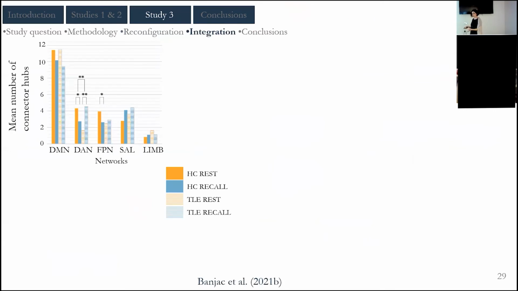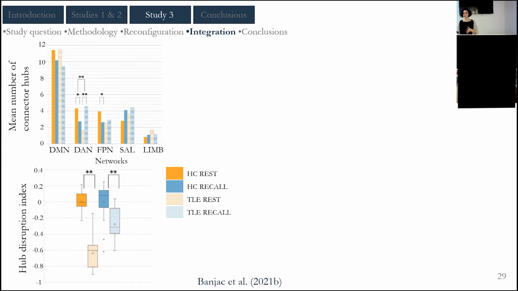We were then interested in integration within the network. Here I present a graphic where on the y-axis we have the mean number of connector hubs for each of the resting state networks, so of each of these large networks. What we see is that in healthy participants, as they move from resting state to task, they have a lower number of attentional regions that act as connector hubs connecting the network, whereas patients, on the contrary, have an increased number of these attentional regions acting as connector hubs. Also, healthy participants have a reduction in control regions, whereas in patients we don't see this.